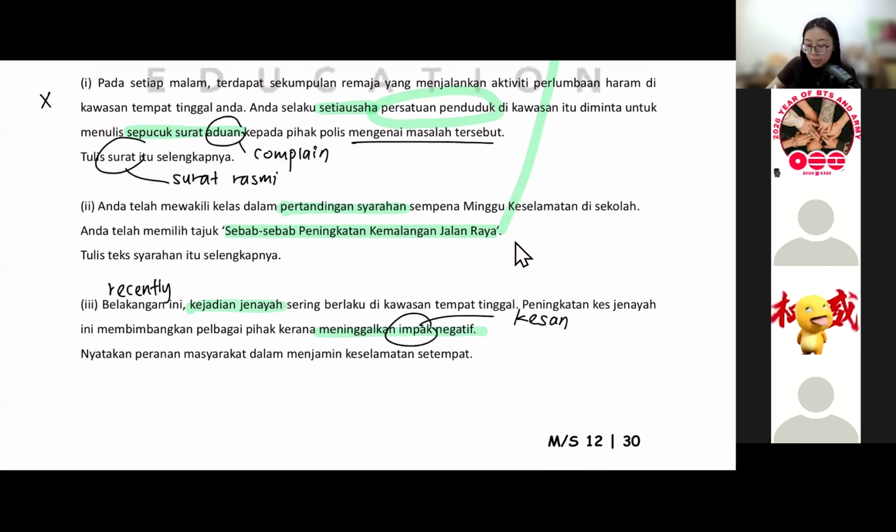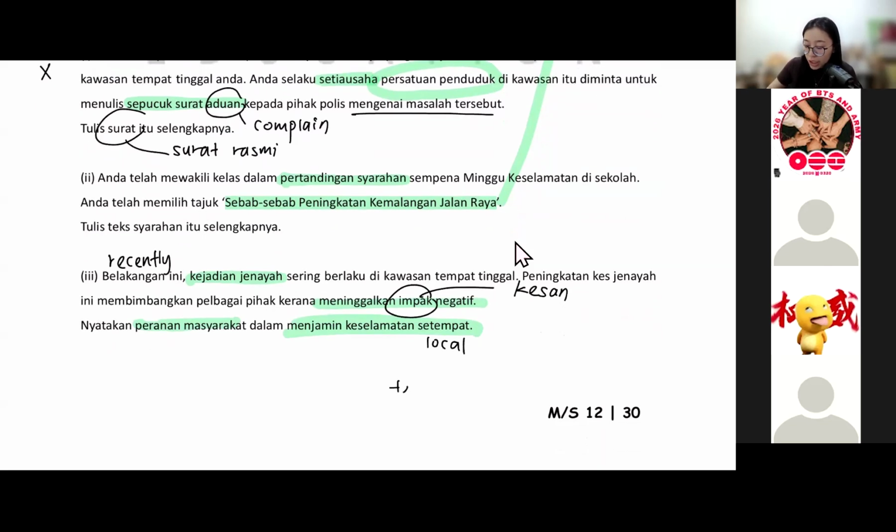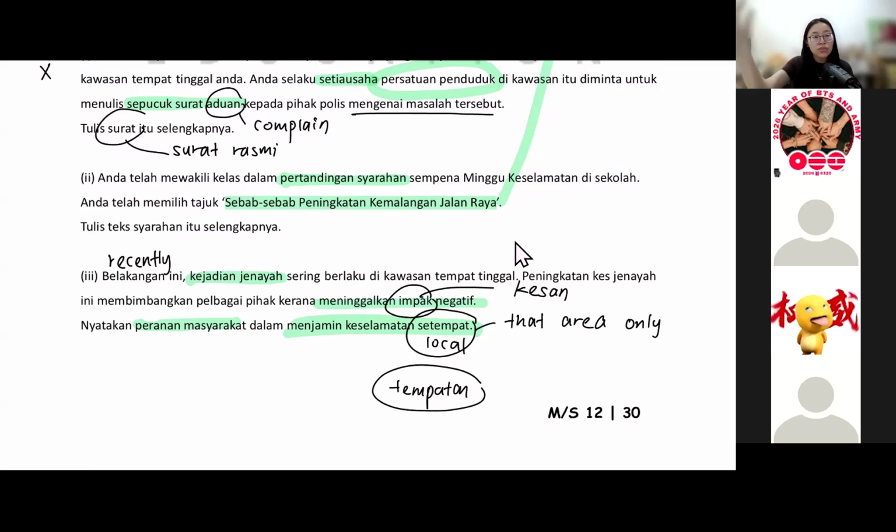Now, nyatakan peranan masyarakat, what the society can do, what the role of society can do untuk menjamin keselamatan setempat, which is the local. Remember, setempat and tempatan are actually different. Even though both are local, certain part is like that area only. For example, you are a Kajang resident, then you are the penduduk setempat. You are a Kota Kemuning resident, penduduk setempat di situ. But all of us is Malaysian, which is all of us is orang tempatan. All of us is local. But setempat is that certain area only.